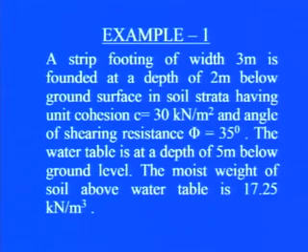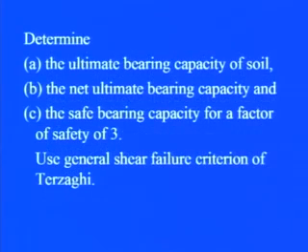The moist weight of the soil above the water table is 17.25 kN per meter cube. Now, we will be using the Terzaghi bearing capacity equation to determine the ultimate bearing capacity of soil, the net ultimate bearing capacity of soil, and the safe bearing capacity of soil for a factor of safety equal to 3. In this case, the general shear failure criterion of Terzaghi has been considered.